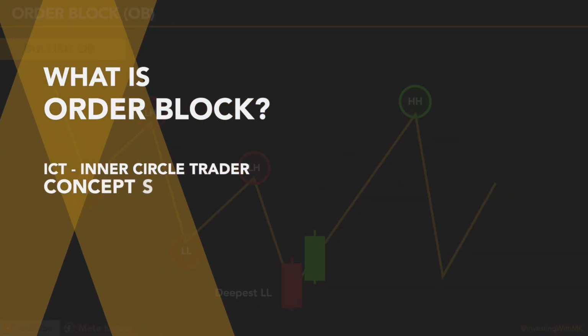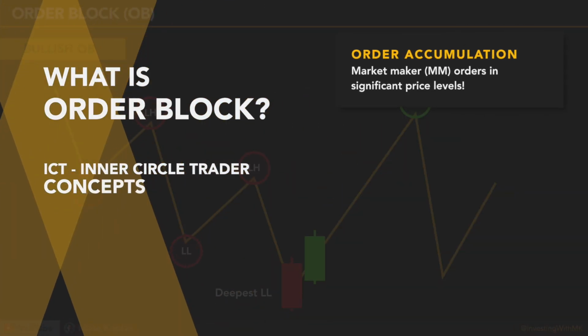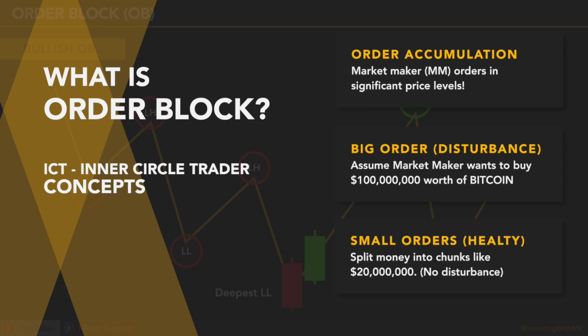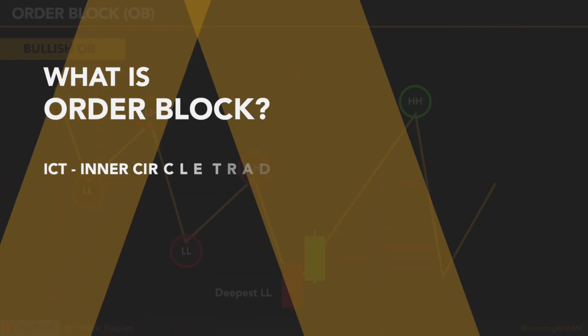Now, what is an order block? It's the accumulation of orders from the market makers. Let's understand the idea. Assume an institutional bank wants to buy Bitcoin, which is worth like $100 million. If they buy it at once, they will disturb the market by causing huge price moves. So instead, they will split the money into small chunks like $20 million and buy it slowly without disturbing the markets. It is believed that order blocks are these buy or sell supply and demand areas where market makers' orders are piled up. Most of these price action concepts are created by ICT, Inner Circle Trader.